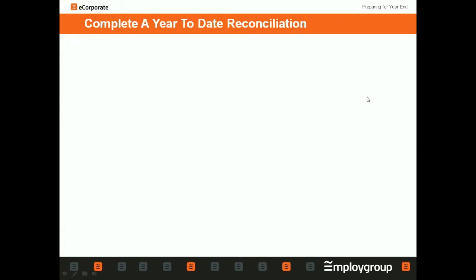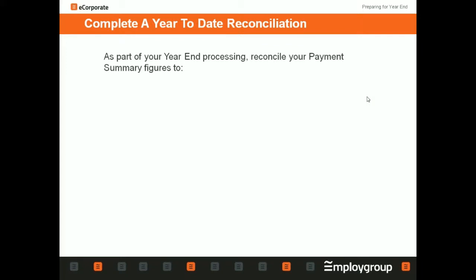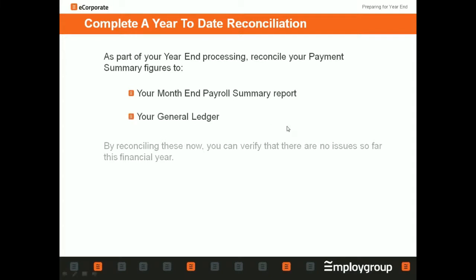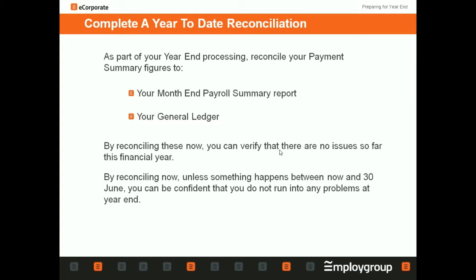The next thing you do is complete a year-to-date reconciliation. As part of your year-end processing, you'll need to reconcile your payment summary figures to your month-end payroll summary report and your general ledger. By reconciling these now, you can verify that there are no issues so far this financial year, and unless something happens between now and 30 June, you can be confident that you won't run into any problems in terms of reconciling at year-end.